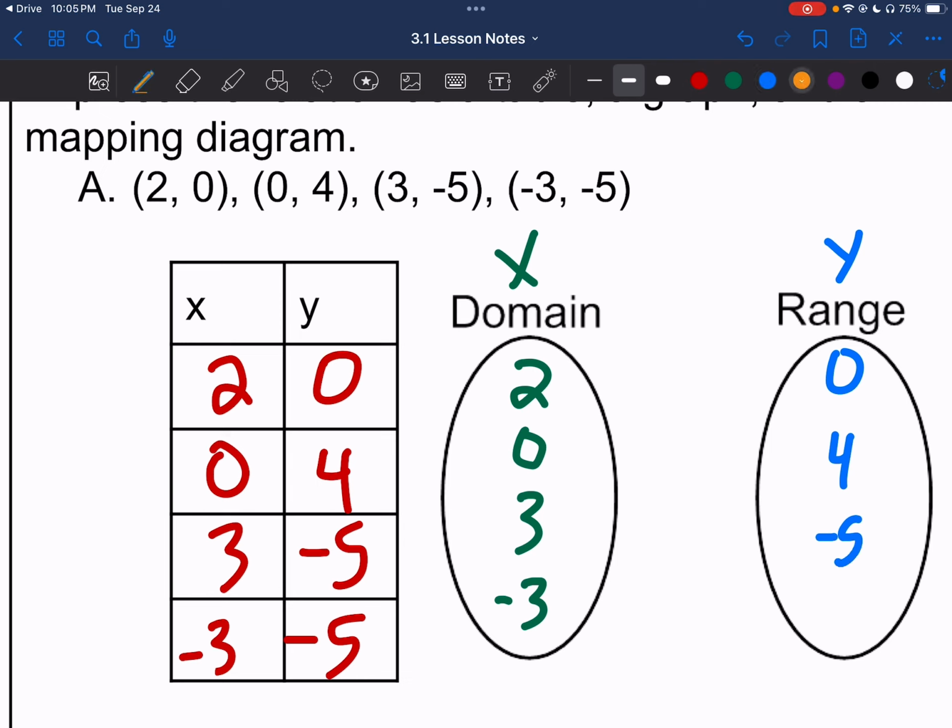And now we are going to draw our connections between our input, our domain value, and its corresponding range. So 2 is connected with 0. 0 is connected with 4. 3 is connected to -5. And -3 is connected to -5. We'll talk about what these mapping diagrams show specifically when it comes to functions at a later date.